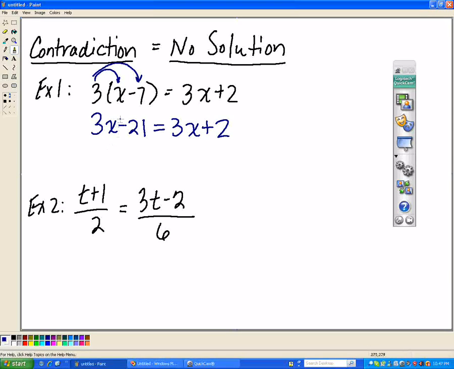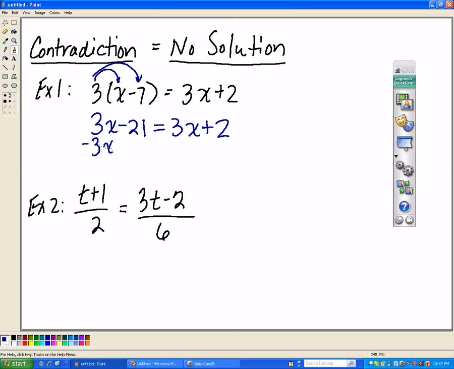How? Well, what x value times 3 minus 21 gives you your same x value times 3 plus 2? Does that even make sense? All right? No. There does not exist an x value that makes both of these sides of this equation true. But now if you didn't quite see it here, you would probably continue to solve this.